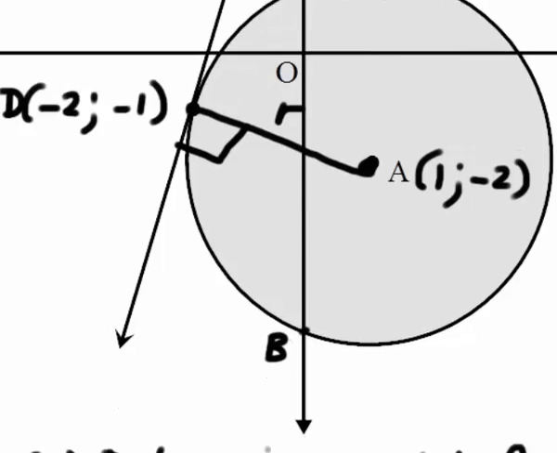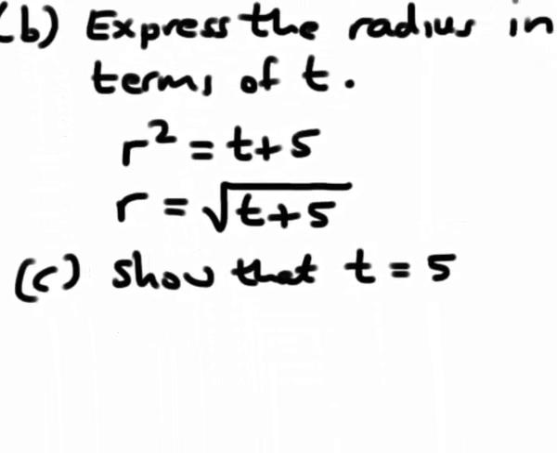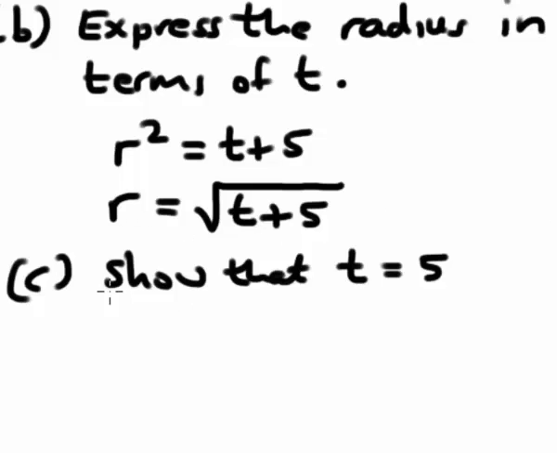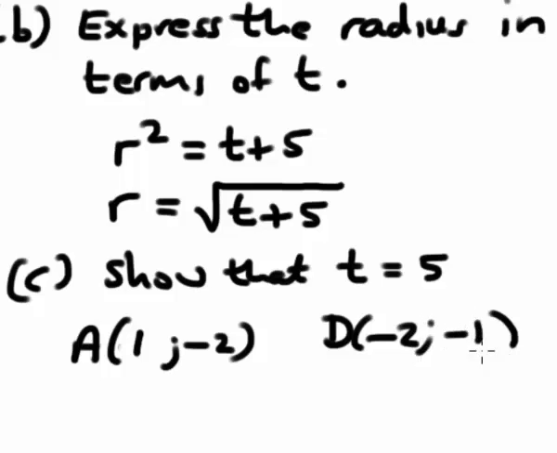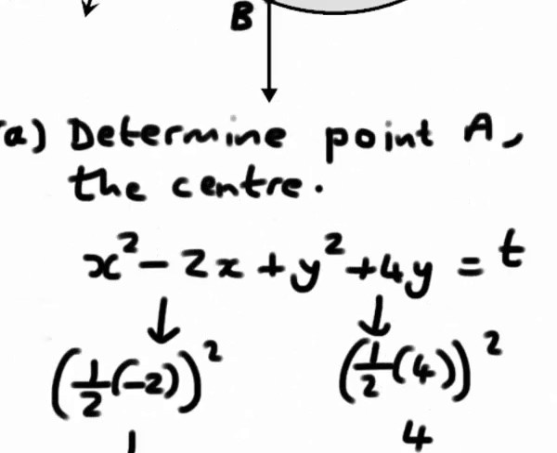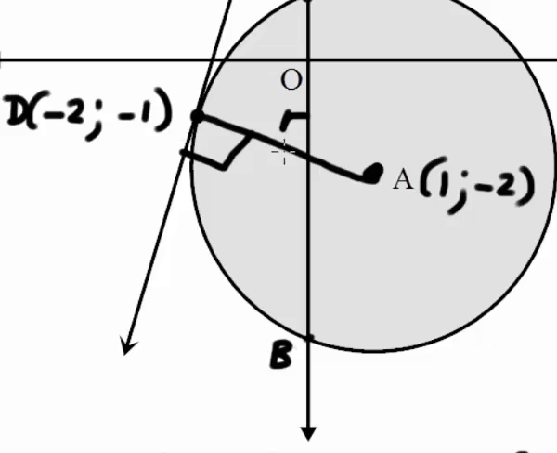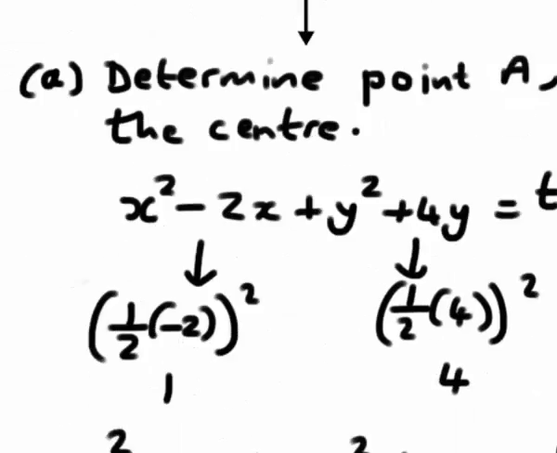Let's have a look here. If I take my coordinates, A is the center, which is (1, -2). Then we've got the point D as (-2, -1). Let's double check that. If we go up to the diagram, D is (-2, -1) and A is (1, -2).